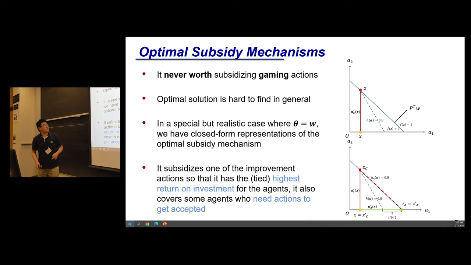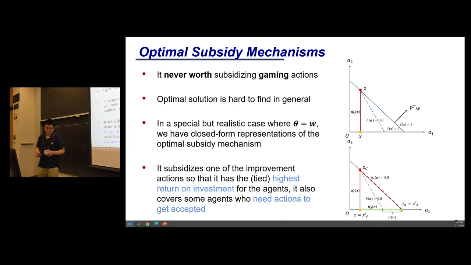So next is the optimal subsidy mechanism. We first show that it's never worth subsidizing the gaming actions. This is because it will only increase the subsidy cost, but not the performance of the algorithm. And next, we show that the optimal solution is hard to find. The optimal subsidy mechanism is hard to find in general, even given a fixed decision rule. This is because of the high dimensionality in the action space, as well as some arbitrary properties of the likelihood function, as well as the distribution of the endowment.